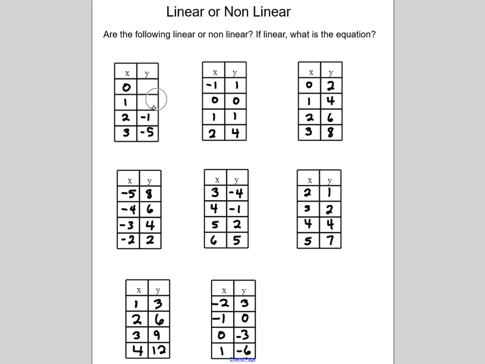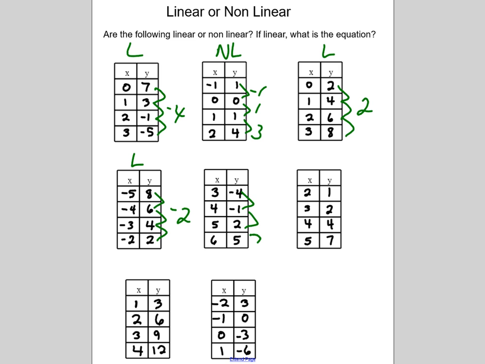Then we look at what the y's are going up or down by. In this case, every time we're going down by 4. That means it's linear. In this case, we're going down by 1, then up by 1, then up by 3. Not the same number, it's nonlinear. Here, we're going up by 2 every time, it's linear. Here, we're going down by 2 every time, still linear. Here, we're going up by 3 every time, linear.